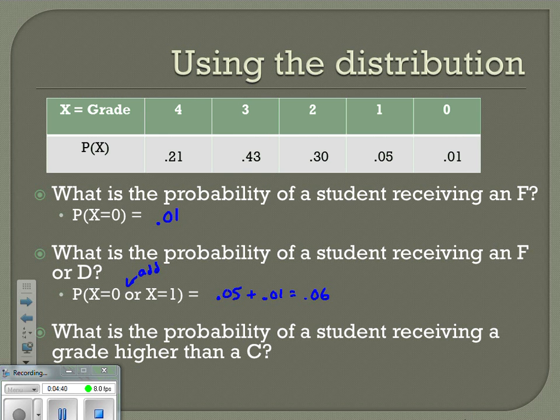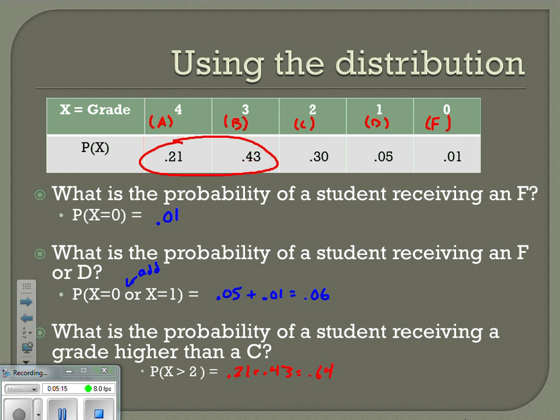So the one nice thing about the table is we could go up here and take a quick look. As a quick reminder, this is just going to help me out very quickly. An A, a B, a C, a D, or an F. Just by having it organized this way, a grade higher than a C can include two different grades, right? It could be an A or a B. So the probability that x is greater than 2, 0.21 plus 0.43. So 64% of the students had something higher than a C.